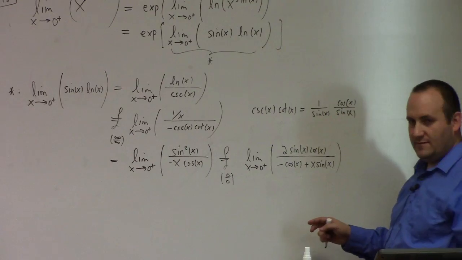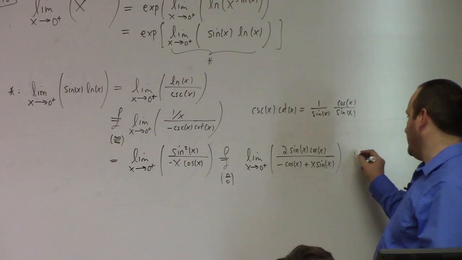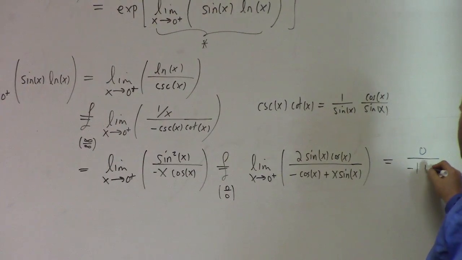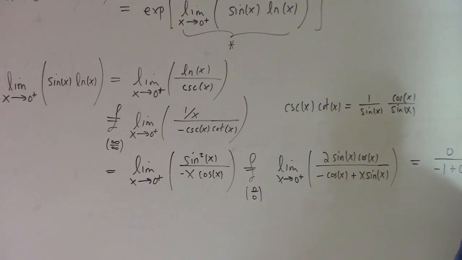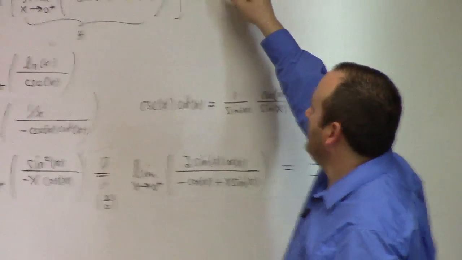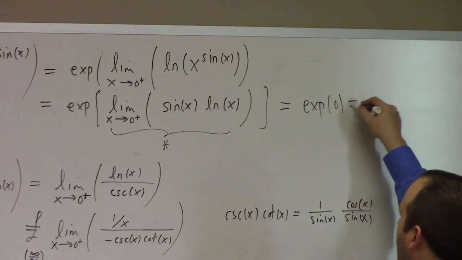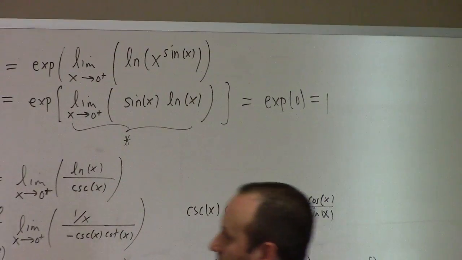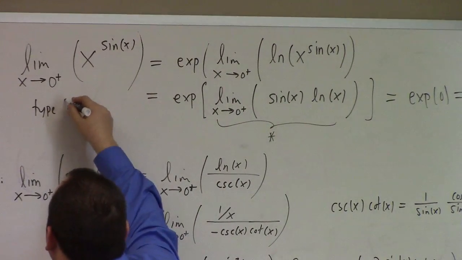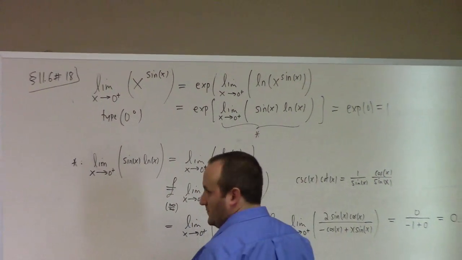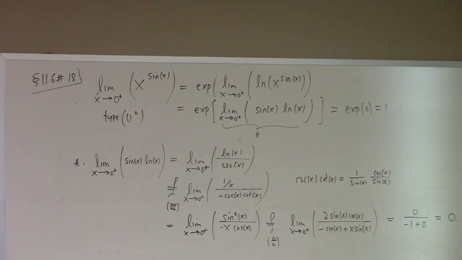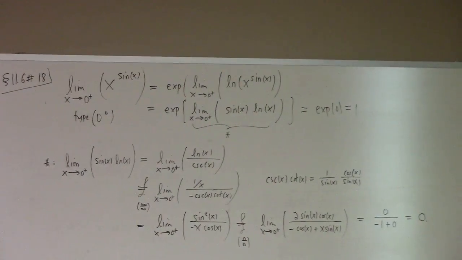Now, look here. This is what? You can plug in x equal to 0. You get 0 over minus 1 plus 0, also known as 0. So this time, type 0 to the 0 works out to 1. That time type 0 to the 0 works out to 1. Oh no, giving you guys the wrong impression.